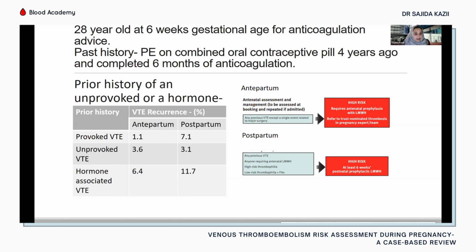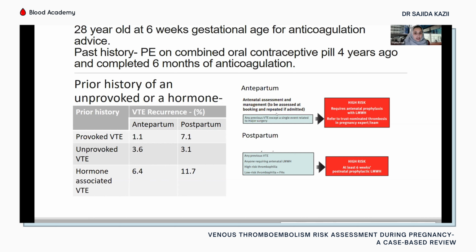Now, most of the guidelines that we look at for VTE prevention tend to go for a risk of around 3 to 5% in the antepartum period and 1 to 3% postpartum. The ASH VTE guidelines say around 1% postpartum risk and 2 to 3% antepartum risk. For hormone associated VTE, such as the combined contraceptive pill, which includes estrogen, the antepartum risk is around 6% and postpartum is around 11%.